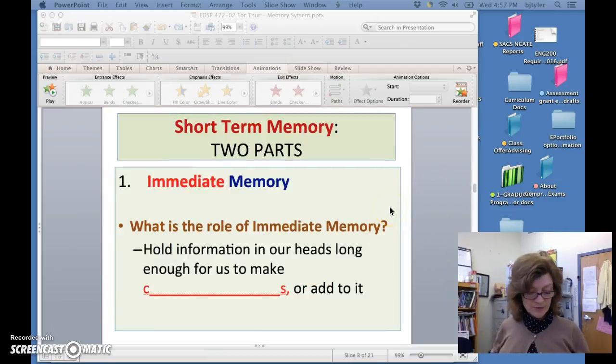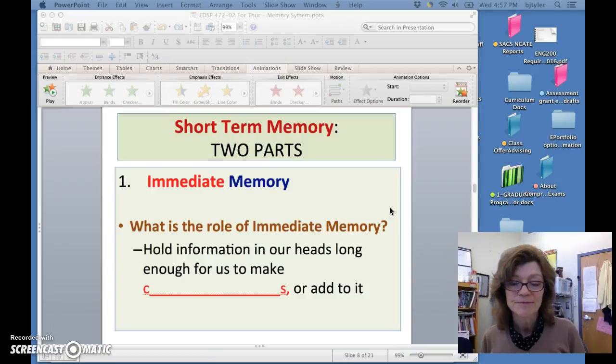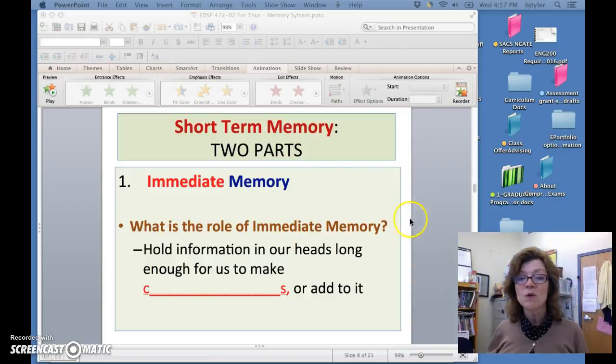All right, short-term memory has two parts. First, we're going to talk about immediate memory. And what is the role of immediate memory? Immediate memory lets us hold onto information in our heads long enough for us to make connections or add to it.